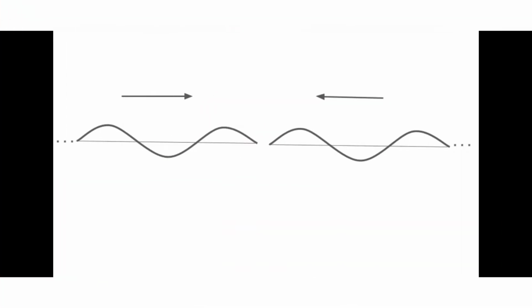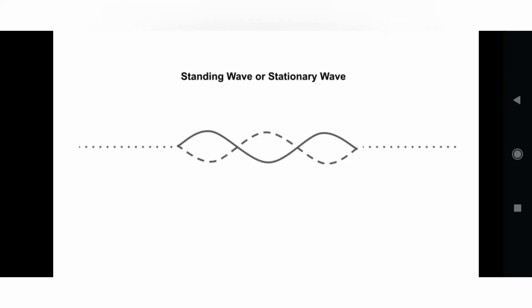We know that if two waves of the same frequency and amplitude coming from opposite directions interfere, they produce a standing wave. In a standing wave, there are some points where amplitude is always zero. These points are called nodes. And there are some points where amplitude is always maximum. These points are called antinodes. Formation of these standing waves is a very common phenomenon in musical instruments.